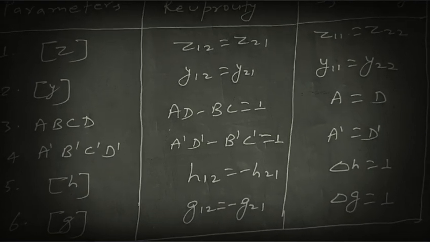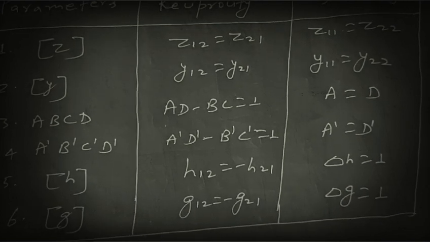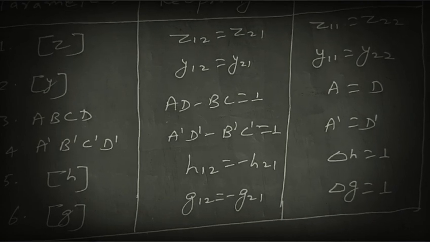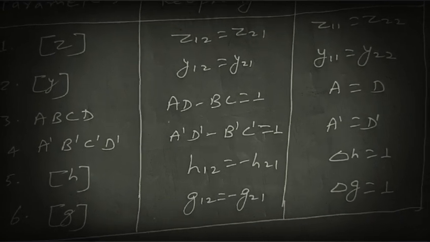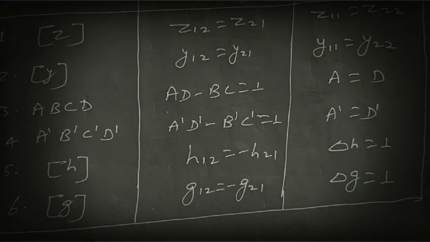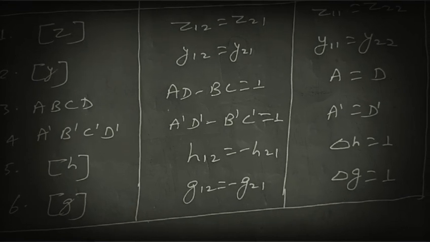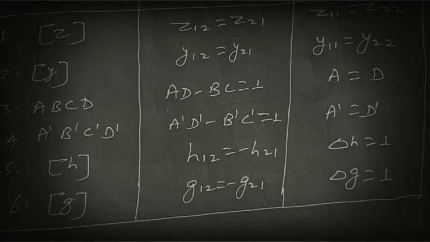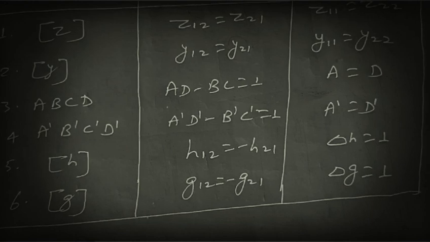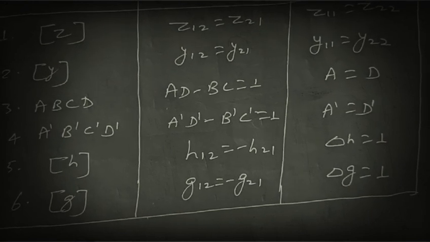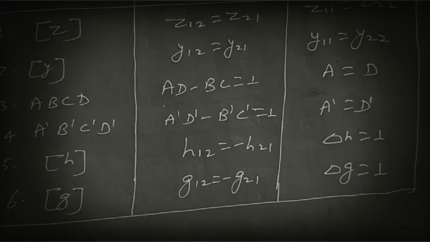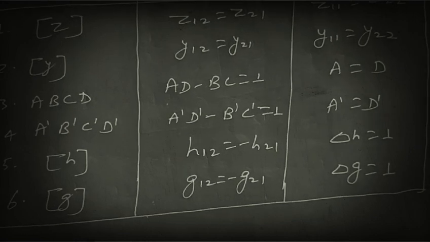Next for A dash, B dash, C dash, D dash parameters, the determinant of the matrix should be equal to 1 for the condition of reciprocity, and for the condition of symmetricity, A dash should be equal to D dash. Next for H parameters, that is hybrid parameters, the condition of reciprocity is H12 should be equal to minus H21, whereas the condition of symmetry is del H should be equal to 1. Next for G parameters, the condition of reciprocity is G12 should be equal to minus G21 and the condition of symmetricity is del G equal to 1.